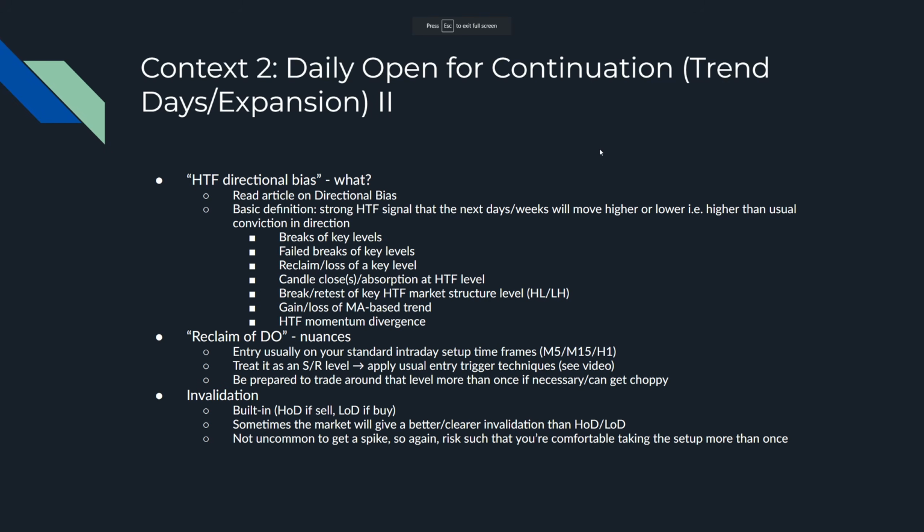It's hopefully things that already exist in your trading system. So breaks of key levels, failed breaks of key levels, reclaims or losses of key levels, candle closes or evidence of absorption at important contextual areas, breakouts and retests of high time frame market structure levels, i.e. areas where you could reasonably expect a higher low or lower high to form, gain or loss of MA-based trend, momentum divergence, all the usual trading stuff that we use to generate signals, all of that applies here. We're just trying to add a filter to the price action instead of using that daily open tail-chasing absurd example we talked about earlier.